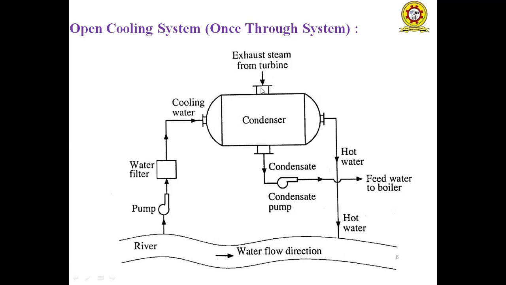So the steam is exhausted from the turbine. Here the heat exchange takes place between the cooling water and the steam. The cooling water temperature increases and the steam temperature reduces. The steam changes its latent phase and gets converted into hot water. The hot water is sent again into the river or sea. Some of the condensate is sent into the feed water of the boiler by using a condensate pump. So this is the open cooling system.